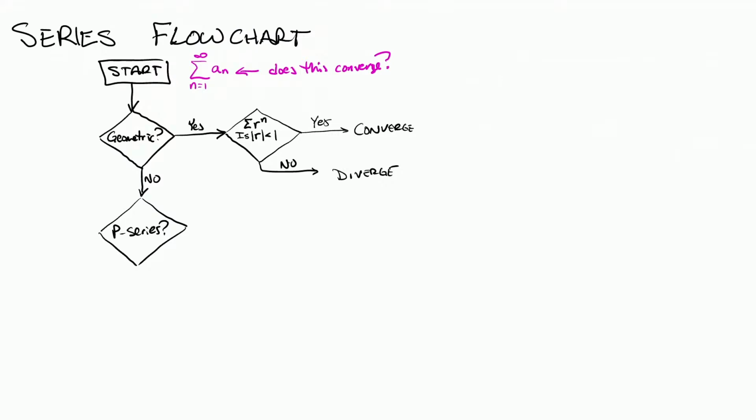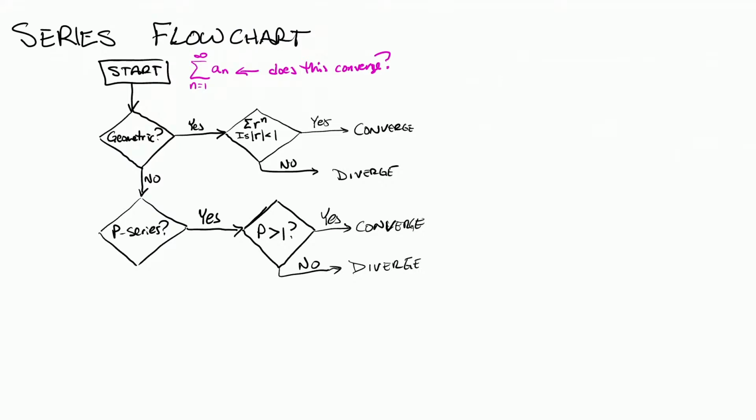Okay, so p, this thing. If this is a p-series, then the question that you're going to ask is, is p greater than 1? I'll show you examples just so that you understand. And if the answer to p greater than 1 is yes, then you converge. And if the answer is no, then you diverge. So far, so good?